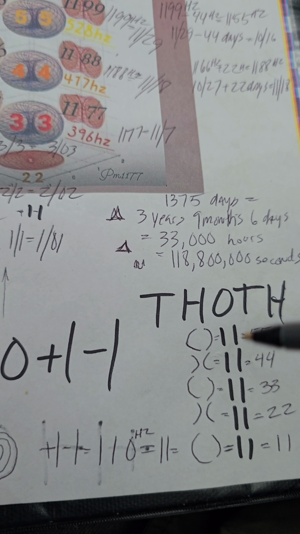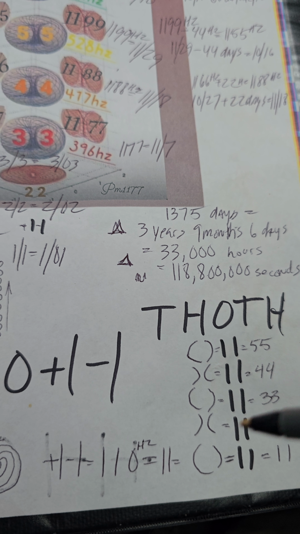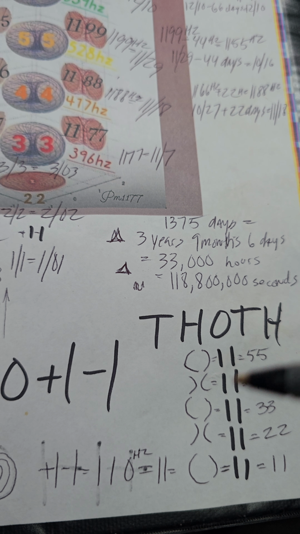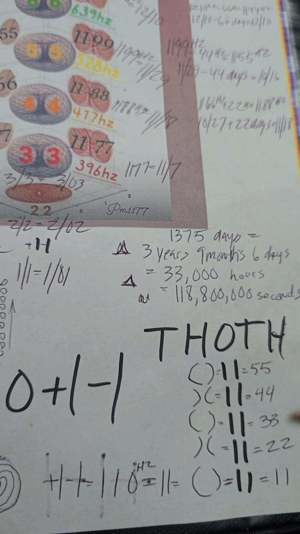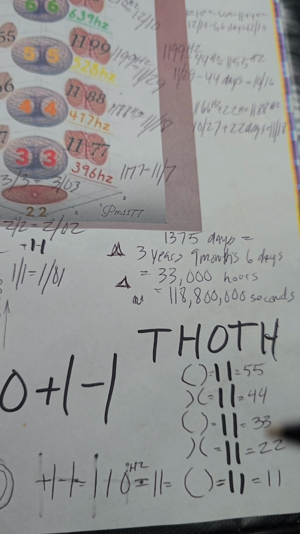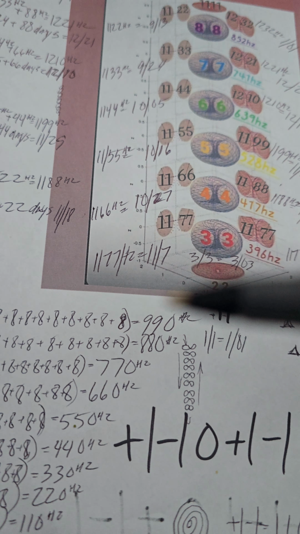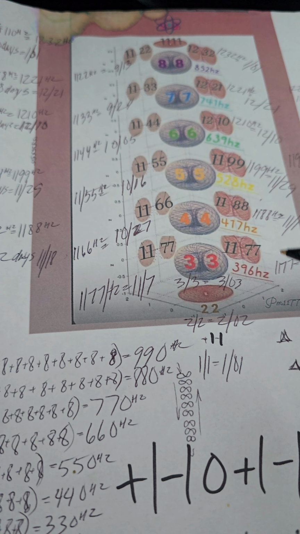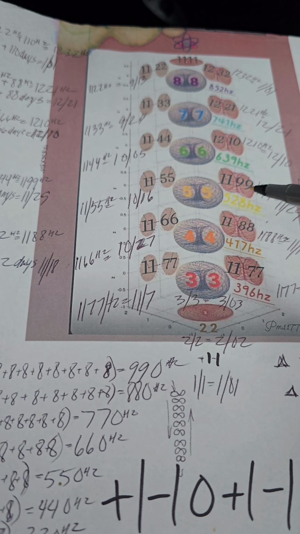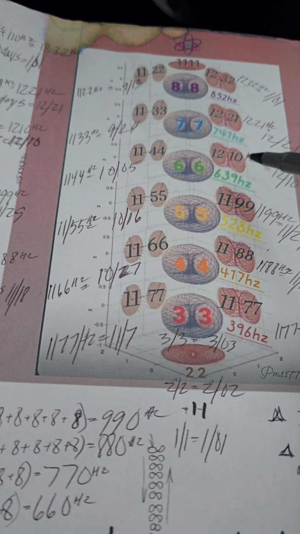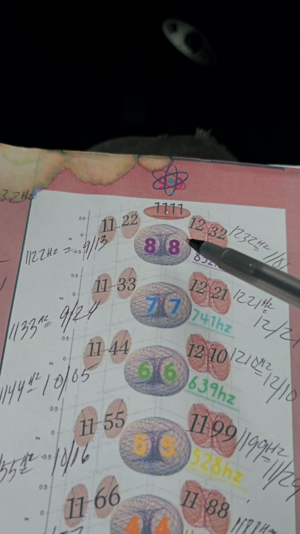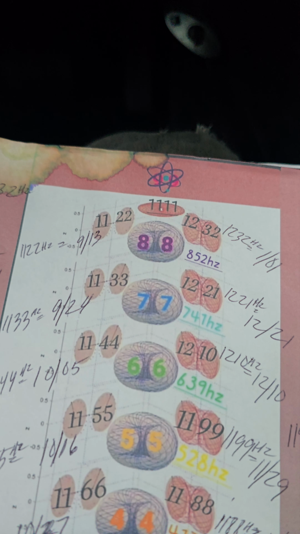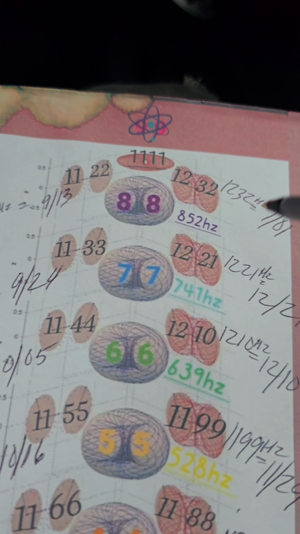I could stack 11 5 times and it's the sigil of this, and it still equals 55 even though I'm using these symbols rather than these symbols. So these symbols just verify the value. Now let's keep going with this. We lined up the 33 with 396, 44 with 417, 55 with 528, 66 with 639 hertz, 77 with 741, and 88 with 852, and 99 with 963. It's up there in the atmosphere. It's the seeds that we absorb.